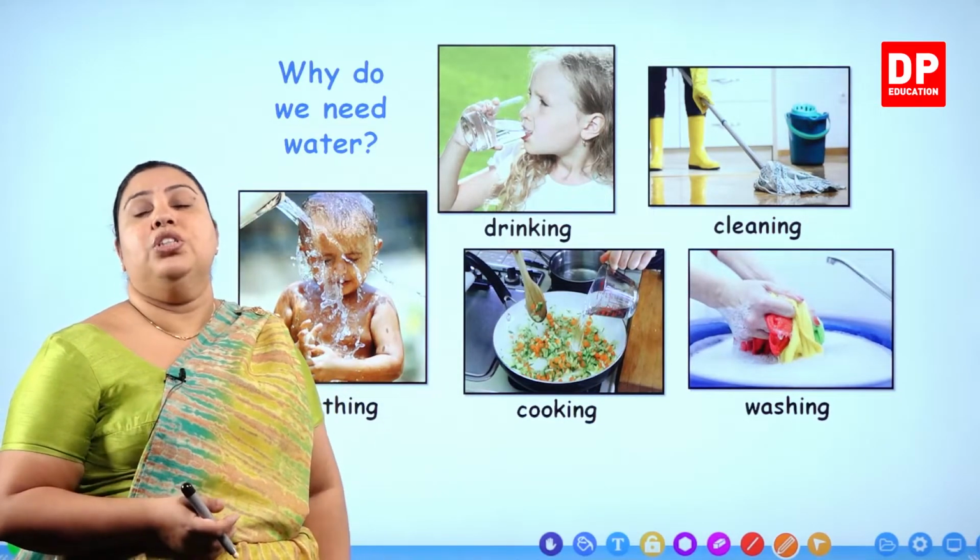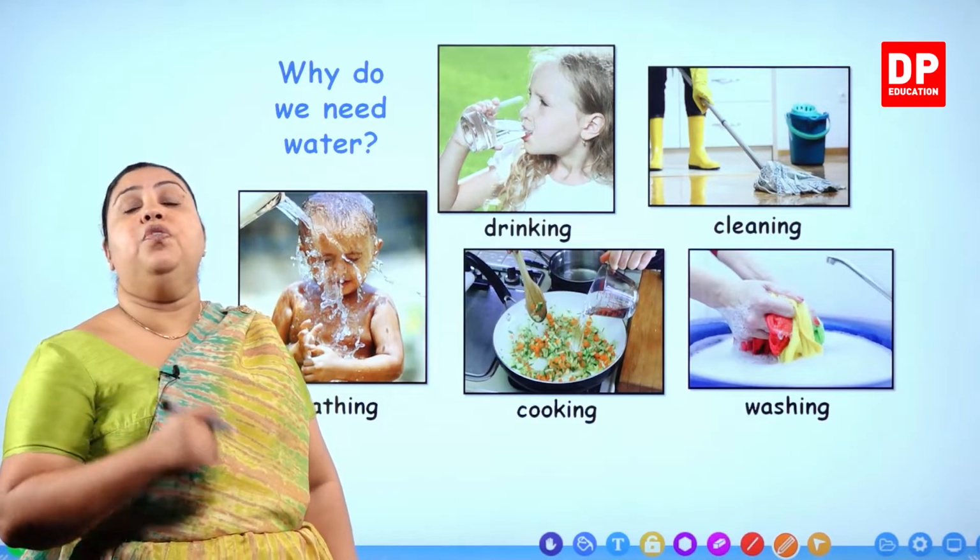We have to wash our clothes. We need water to wash our clothes.